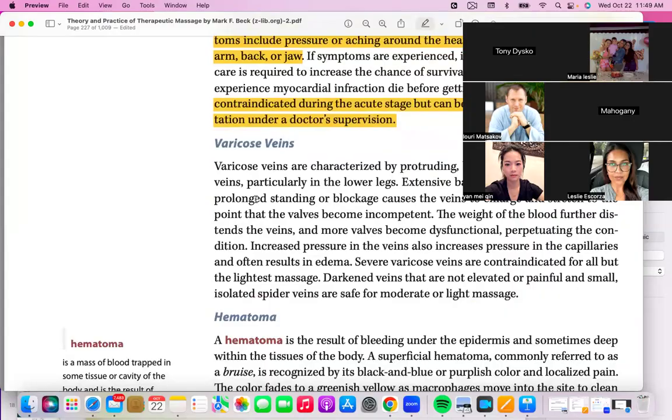Varicose veins are very common. They are protruding, bulbous, deformed-looking veins. They're superficial, they can be seen, especially in the lower leg.